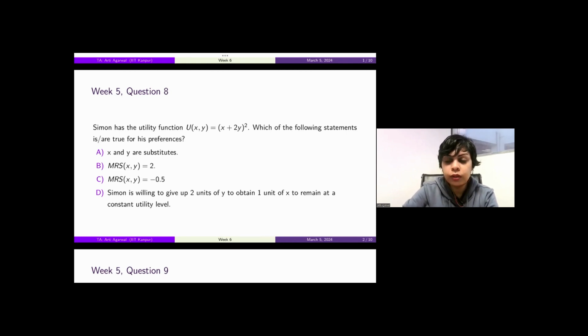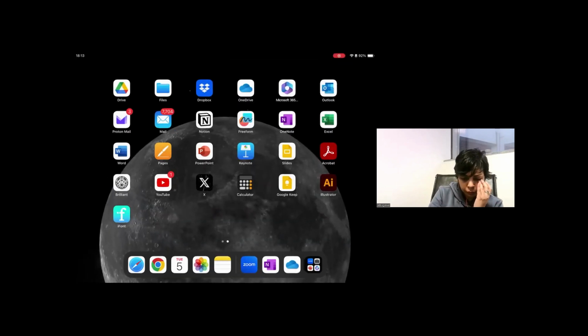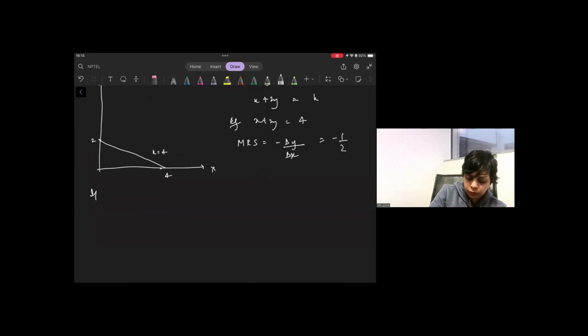We found out that even though the function is x plus 2y whole square, the actual indifference curve is still a line. And why is that? Because the function we are given, u of xy equals x plus 2y whole square, can be seen as a monotonic transformation of x plus 2y. Suppose there was another function v of xy equal to x plus 2y, then u of xy is equal to v of xy whole square, which is a positive monotonic transformation.